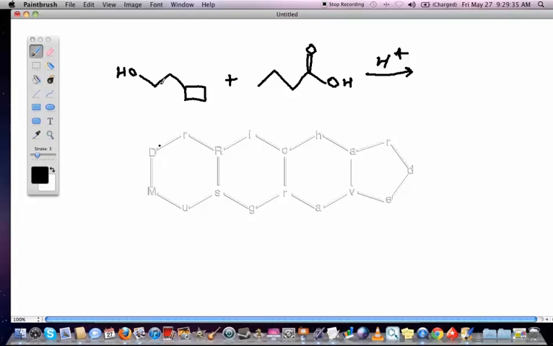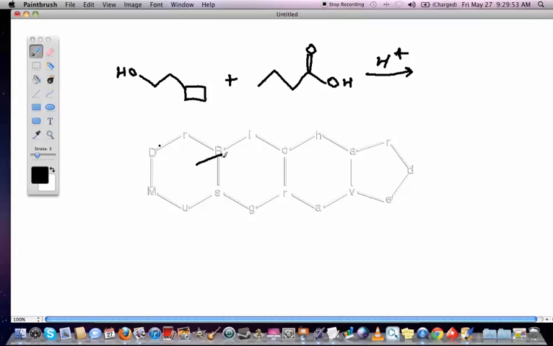Alright, so here's our alcohol and here's our carboxylic acid. So it's important to be able to identify those right off the bat. Also, you'll notice that they don't have to be in any particular order. You don't have to have the carboxylic acid first or the alcohol second.